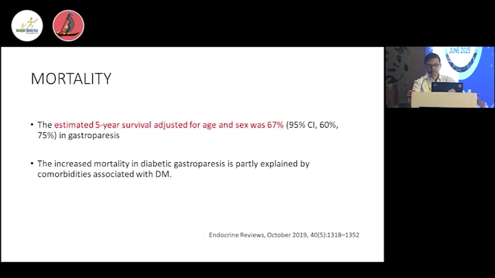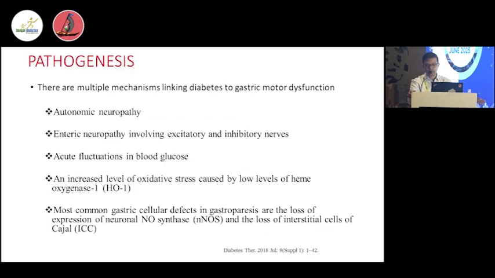Coming to pathogenesis, basically multiple mechanisms have been linked to diabetes with gastric motor dysfunction. Most importantly is motor neuropathy. There is enteric neuropathy involving excitatory and inhibitory nerves, acute fluctuations in blood glucose, high oxidative stress, and very importantly, the loss of expression of neuronal nitric oxide synthase and loss of interstitial cells of Kajal.